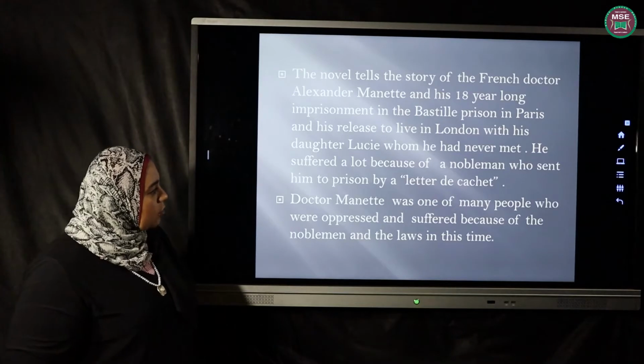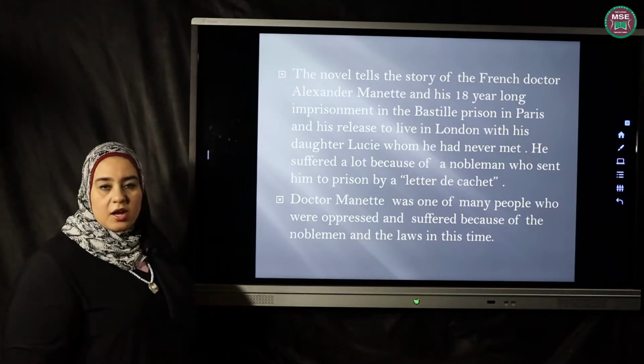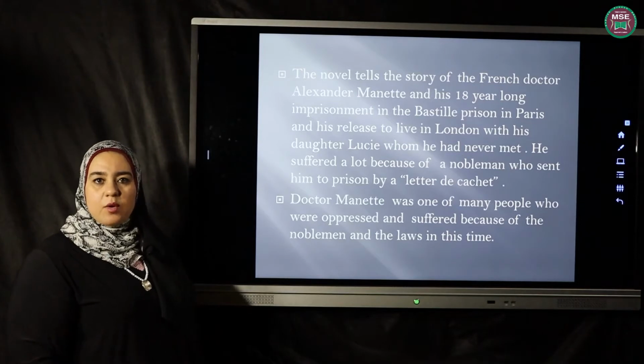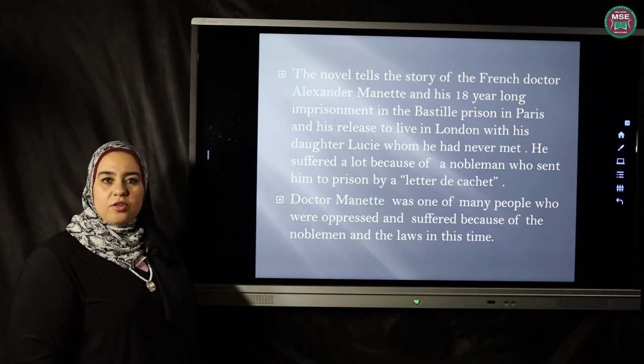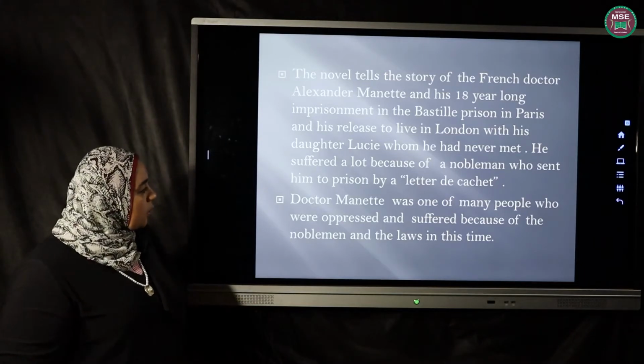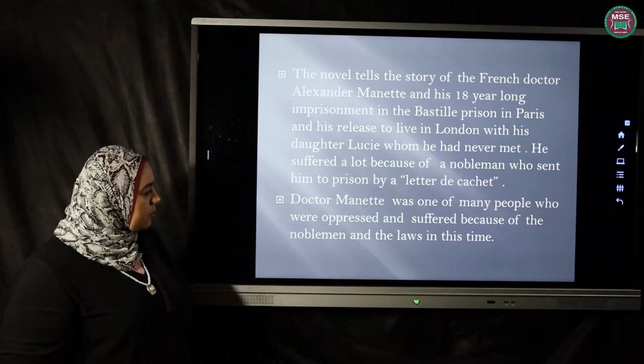He suffered a lot because of a nobleman who sent him to prison by a lettre de cachet. A lettre de cachet is a letter the rich and aristocrats used to write if they felt annoyed or sad or angry with anyone. They write his name in this letter, and he is immediately sent to prison without any trial or without any reason. Dr. Manet was one of many people who were oppressed and suffered because of the noblemen and the laws in this time.